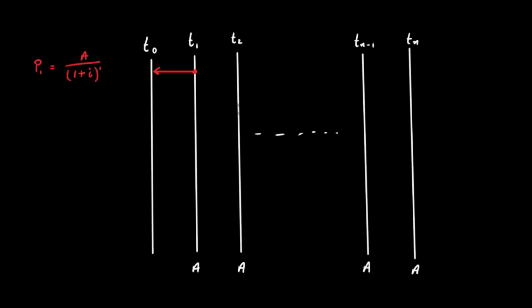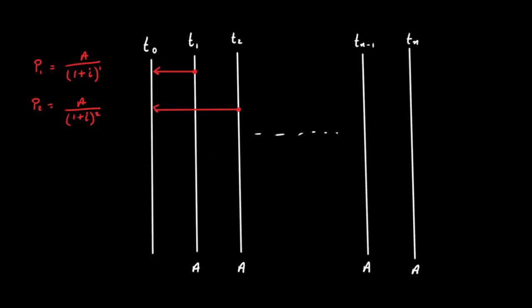That's its present value. This one here then, this A down here, what's its present value going to be? Well, let's take an arrow back here. Its present value, let's call it P2, is going to be A over (1 plus I) to the power of 2, because we're looking at a 2-yearly period here, 1 year, 2 years here.